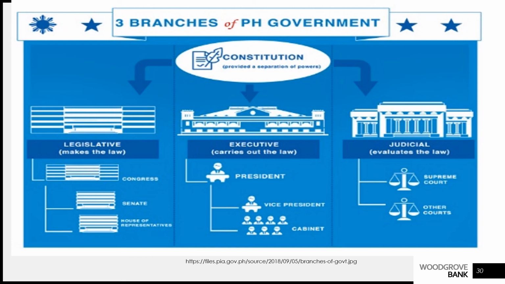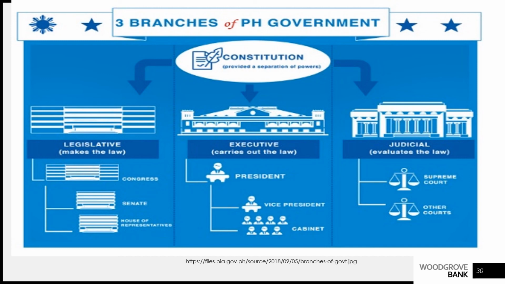There are three branches of the Philippine government. One is legislative, executive, and judicial. Okay, to make it short and simple, when you say legislative, it makes the law. They create law. Who creates law? The Congress, the Senate, the House of Representatives. Who carries out the law or implements the law? The president, the vice president, the cabinet.